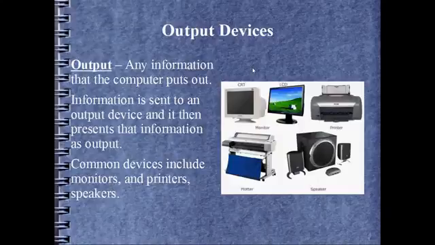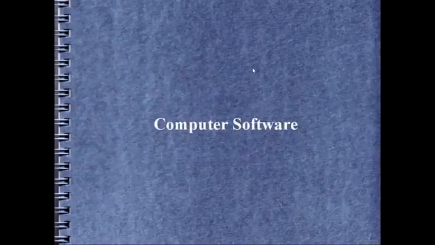Alright, output is information the computer puts out. It's created by an output device after an electronic signal is sent to it by the CPU. The device interprets the signal and then creates output. Monitors, printers, and speakers are good examples of these. Alright, that's about all I'm going to say about hardware. You don't really need to know much else for what I'm going to be going on about later. And I'm going to move on to software now.